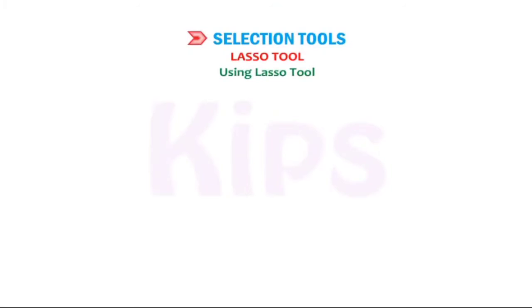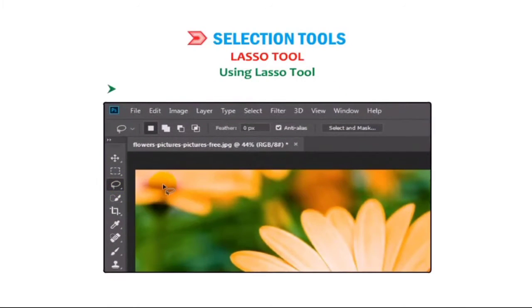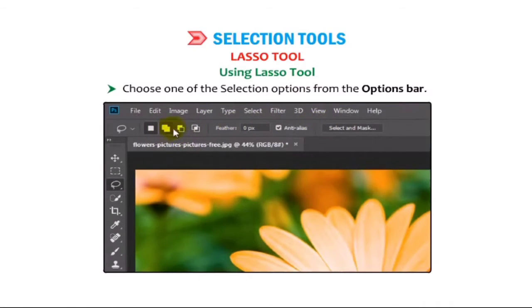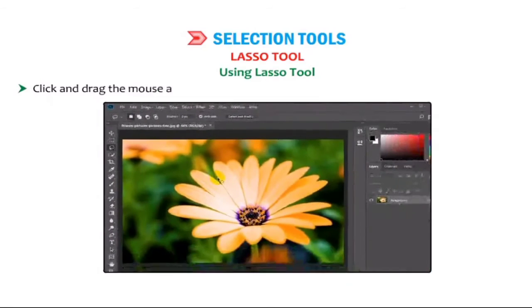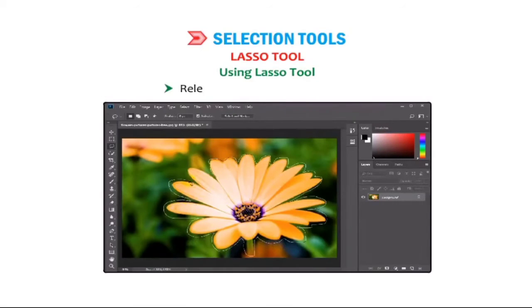Using lasso tool. Select the lasso tool. Choose one of the selection options from the options bar. Click and drag the mouse around the part of the image to be selected and mark the selection. Release the mouse at the end point. You will notice the selection as shown in the figure.